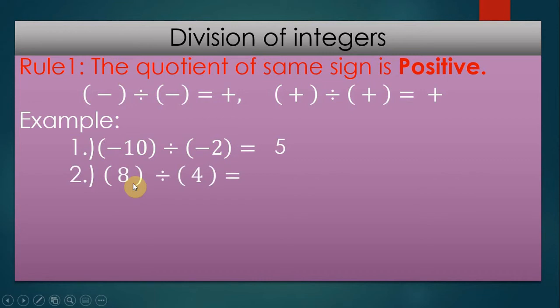What is the sign of 8? It's positive. What is the sign of 4? It's positive. So, they have the same sign. So, when you divide the same sign, the answer is positive. So therefore, the quotient for this is positive 2.